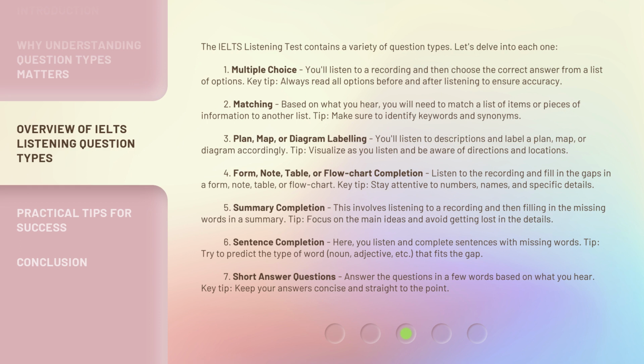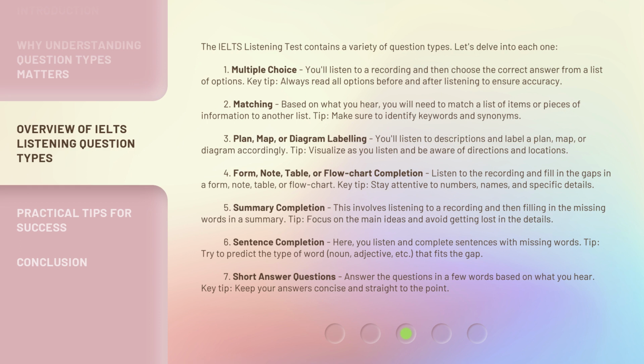1. Multiple choice. You'll listen to a recording and then choose the correct answer from a list of options. Key tip: always read all options before and after listening to ensure accuracy. 2. Matching. Based on what you hear, you will need to match a list of items or pieces of information to another list. Tip: make sure to identify keywords and synonyms.